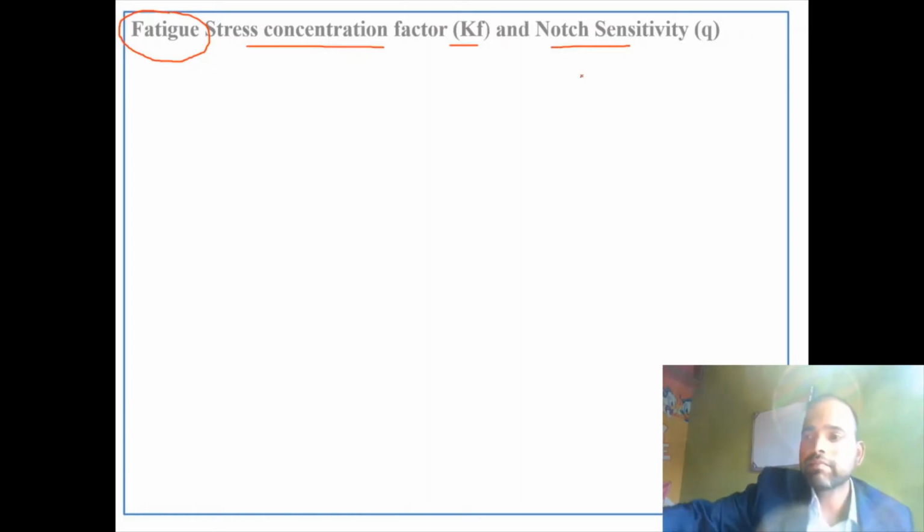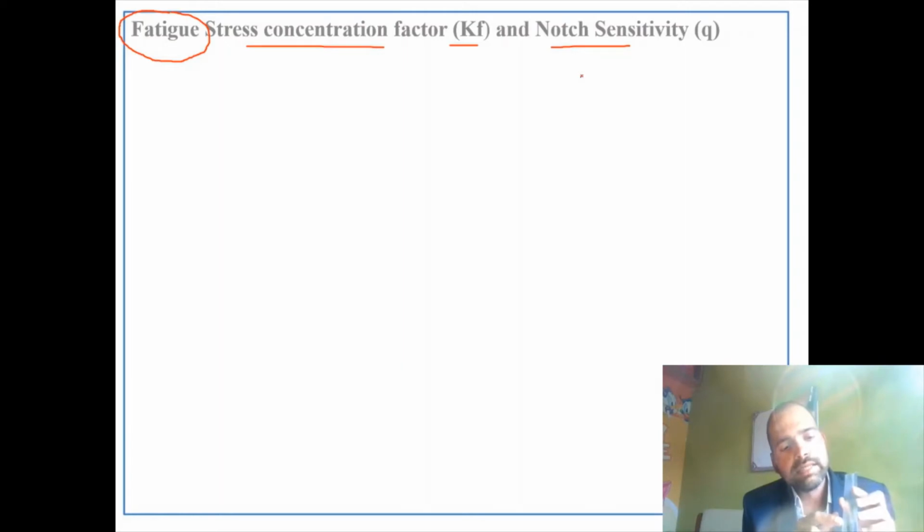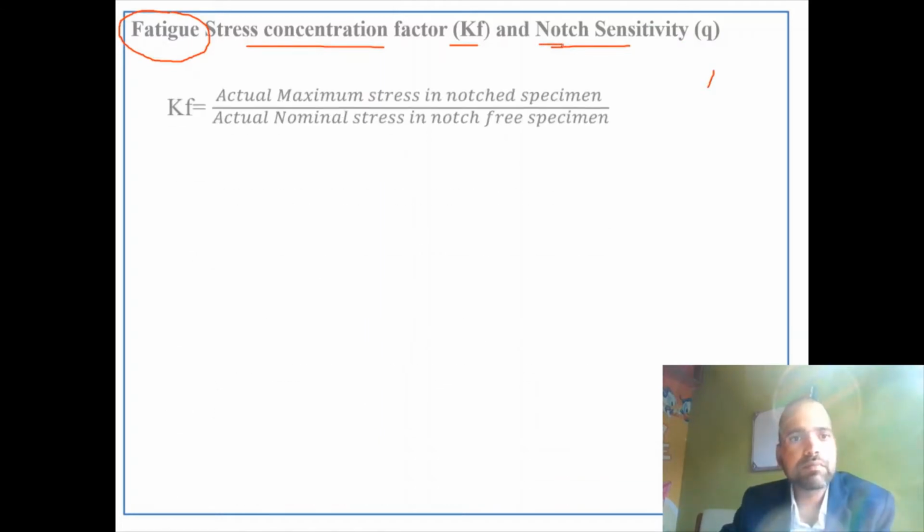Now if you see, this is a scale. On this scale there is a sudden change in the cross section. Due to that sudden change in the cross section, or a discontinuity in the component, stress concentration takes place, or due to notches also there is a stress concentration. So for the component, what is the impact of those notches on the stress concentration, that we have to discuss.